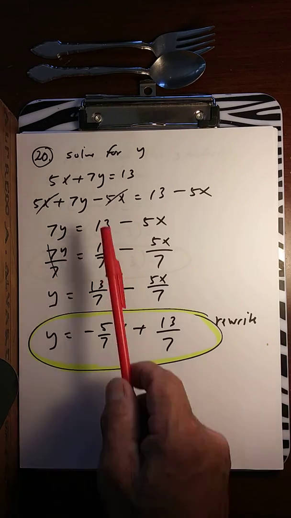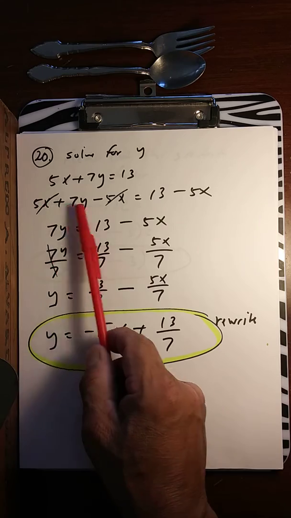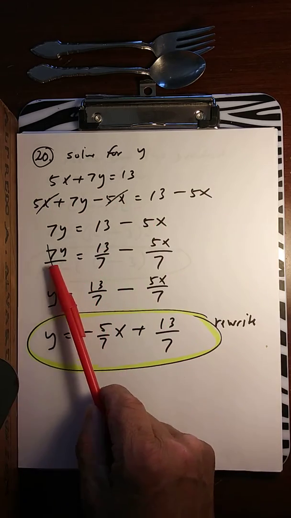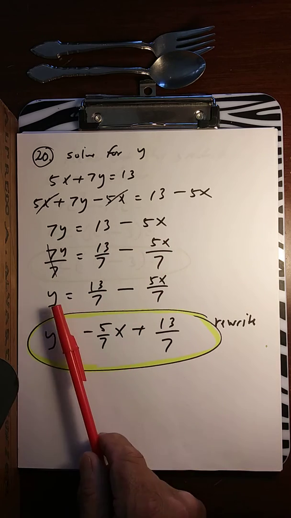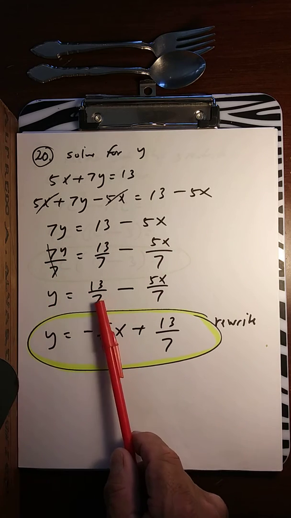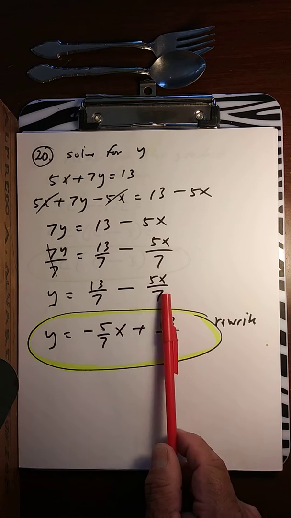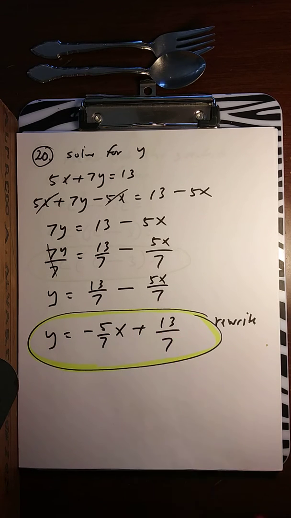Solve for y. So minus 5x on both sides. These are gone. 7y equals 13 minus 5x. Divide by 7, divide by 7, divide by 7. This cancels. Y equals 13 over 7 minus 5x over 7. Or rewrite it as y equals negative 5 sevenths x plus 13 over 7.